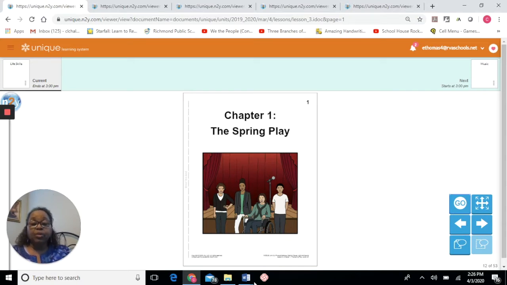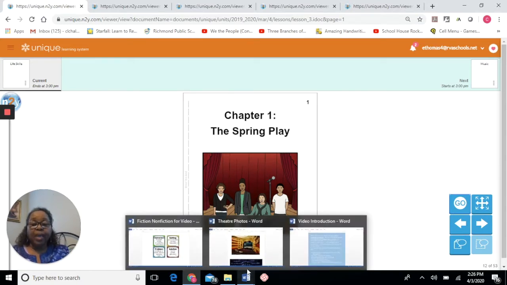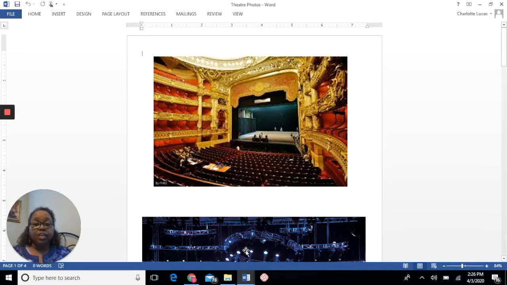Some of the vocabulary we used for that book was theater. When you think about theater, you probably think about a movie theater. This is the same type of theater, except when you go to a play, it is live. There are no recordings. It's done in a theater such as this, where you become a part of the audience.